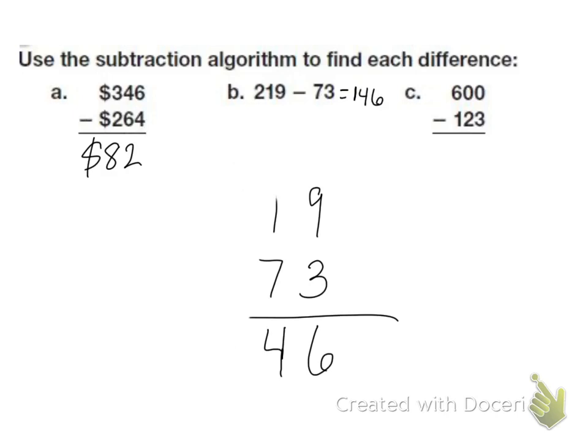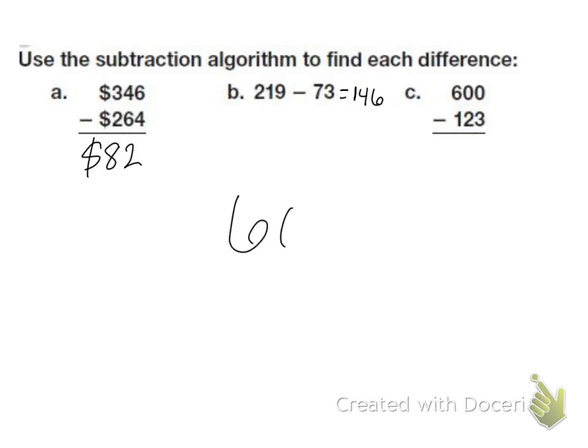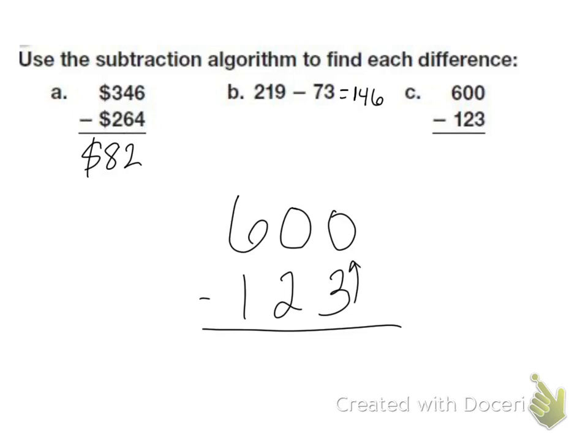Okay, and let's do the last problem. 600 minus 123. So this one's a little bit different. As you can see, I don't have enough ones to subtract, but I don't have any tens either. So I need to go all the way over to the hundreds place.